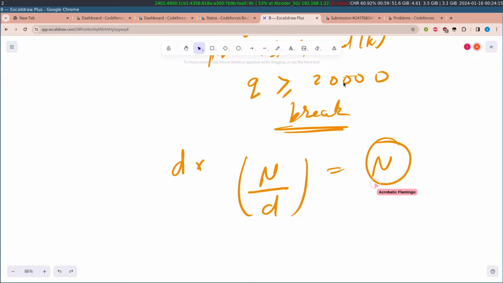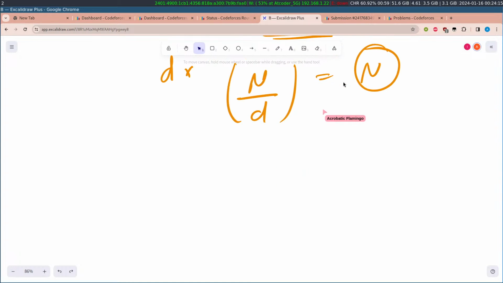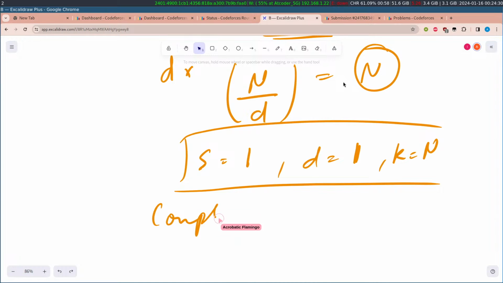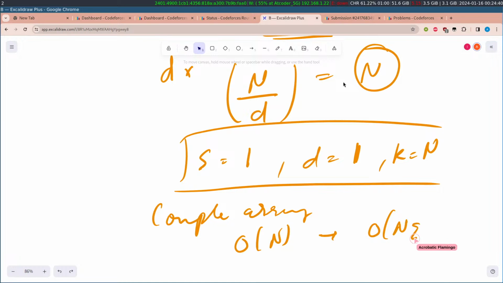Or let's pick up the worst case over here. For each query, you are creating an array from scratch and you only take s equal to 1 and k equal to n. In this case, you are creating the complete array from scratch, finding all the prefix sums and trying to find the answer. So your overall time complexity would be order n for each query, and total time for the test case would be order n into q. And this will also get TLE.